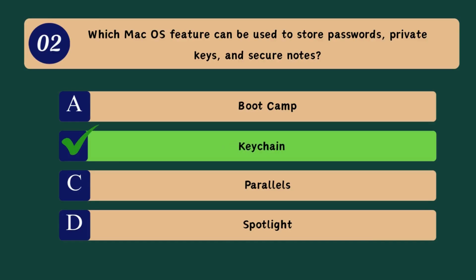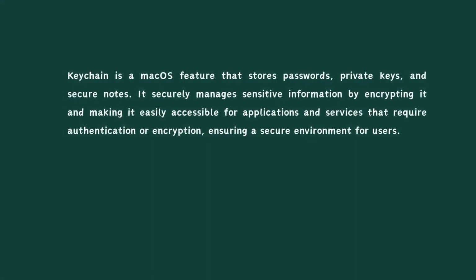Correct answer. B. Keychain. Keychain is a Mac OS feature that stores passwords, private keys, and secure notes. It securely manages sensitive information by encrypting it and making it easily accessible for applications and services that require authentication or encryption, ensuring a secure environment for users.